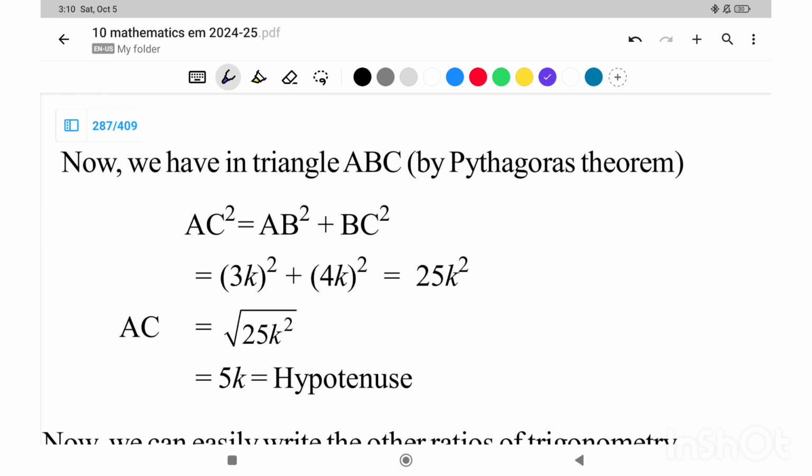Another basic is the Pythagoras theorem. Hypotenuse square is equal to side square plus side square.